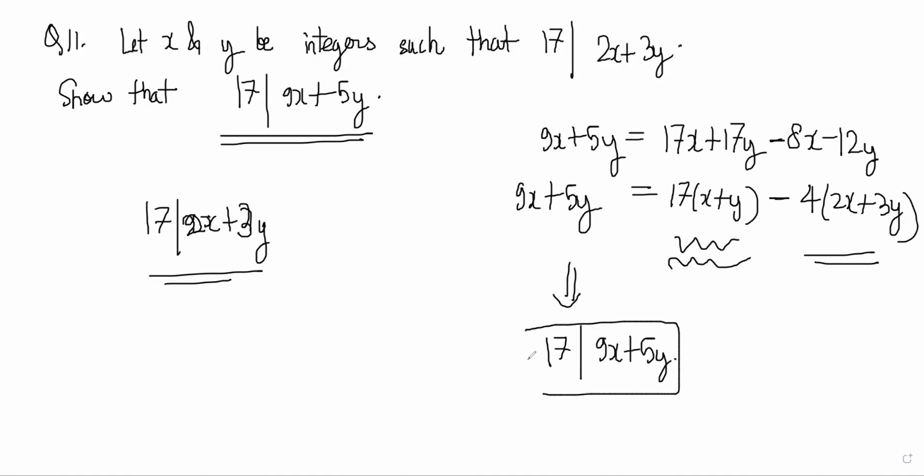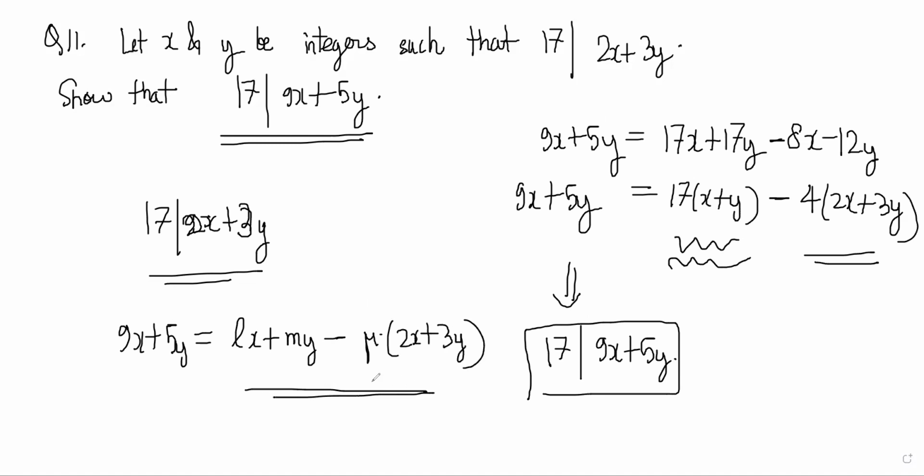How do you think of this split? You have to do some trial and error. You can say 9x plus 5y is equal to some Lx plus my minus mu times (2x plus 3y), right? And hope that you can solve for mu and L and m by looking at these numbers. At least find one solution, right? It's basically guesswork, but once you do the guess, it's over, right? Okay.